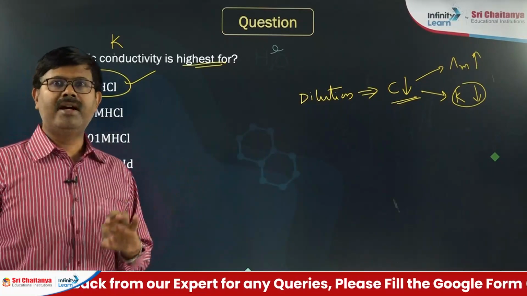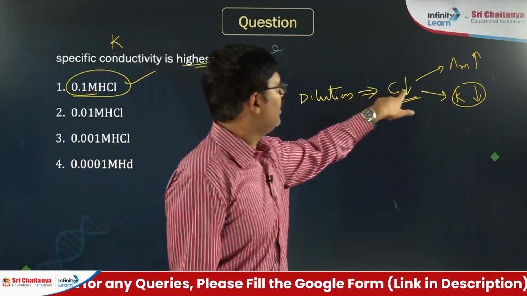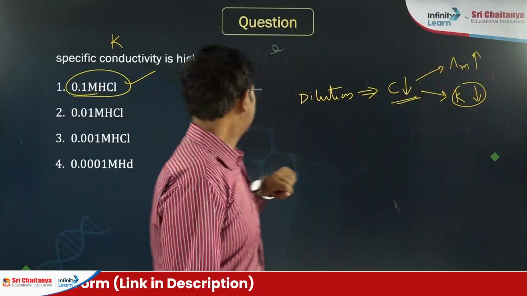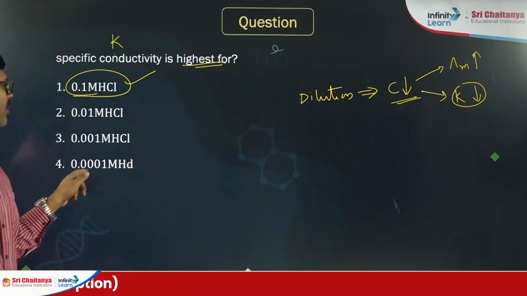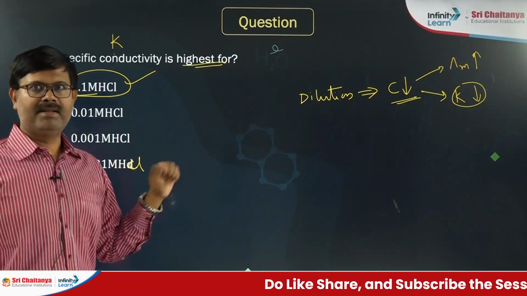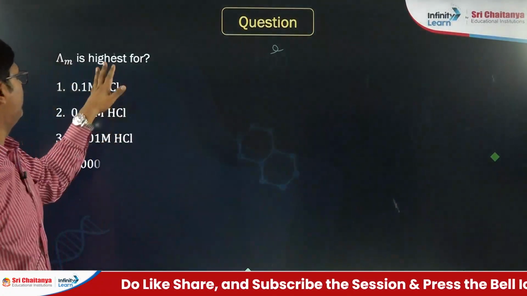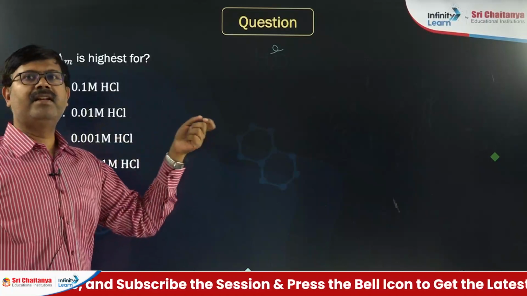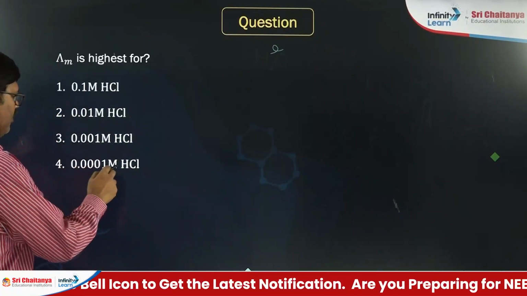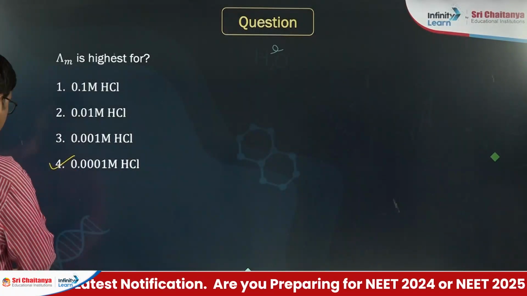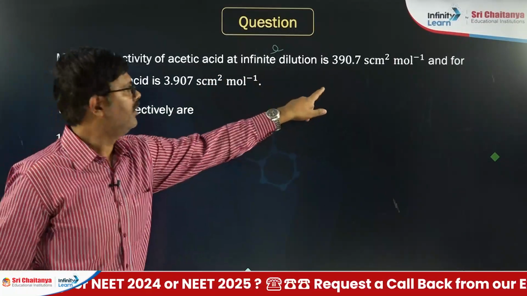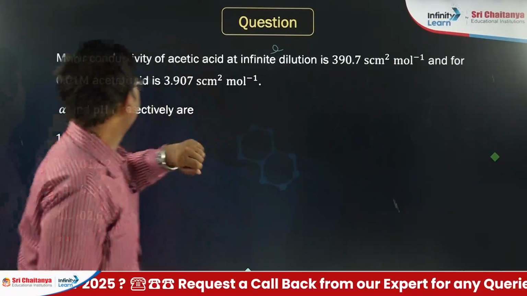Suppose if they ask molar conductance, it is the opposite. See, lower concentration has highest molar conductance. So if they ask molar conductance, then the fourth one will be the answer. This is HCl. Lambda m is highest for the lowest concentration compound, that is 0.0001 HCl.